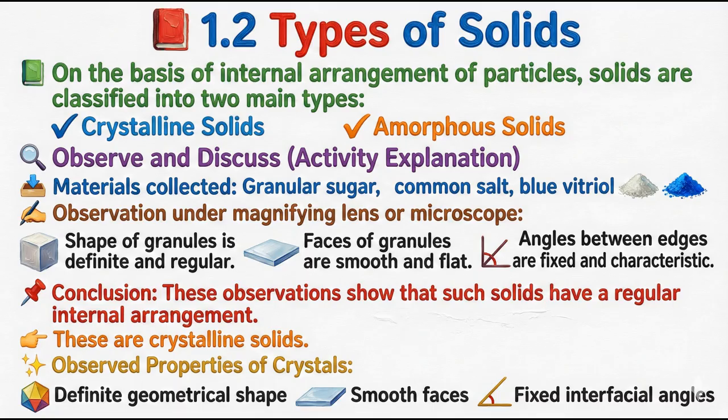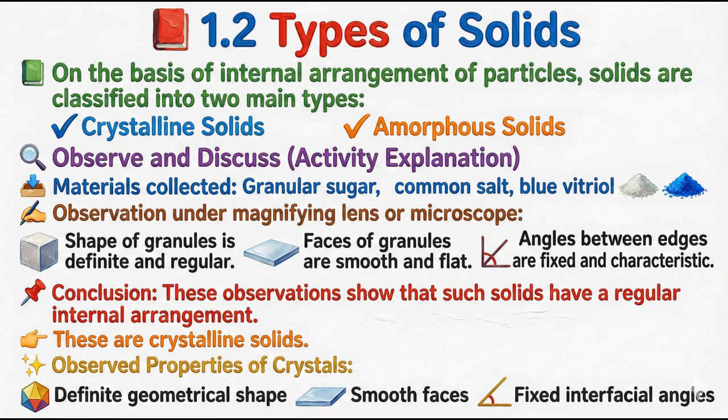Observe and discuss activity. Now let us understand an observation-based activity. Suppose we collect the following solids: granular sugar, common salt, and blue vitriol. When we observe these solids under a magnifying lens or a microscope, we notice some common features. The shape of the granules is definite and regular. The faces of the granules are smooth and flat. The angles between the edges are fixed and characteristic. From these observations, we can conclude that these solids have a regular internal arrangement. Therefore, these solids are called crystalline solids.